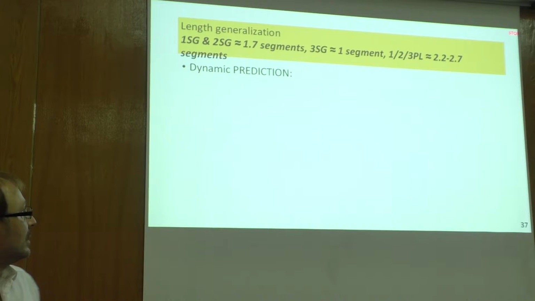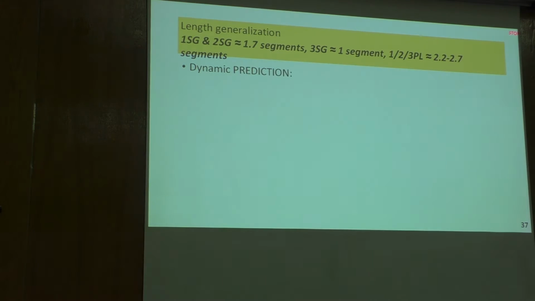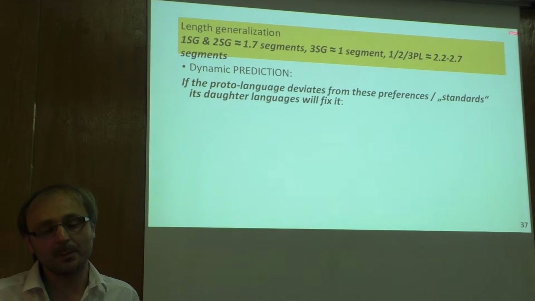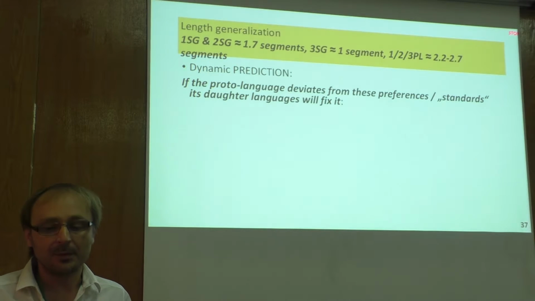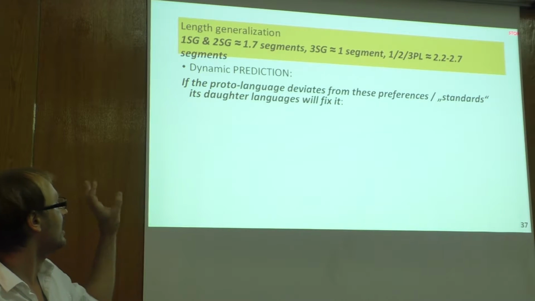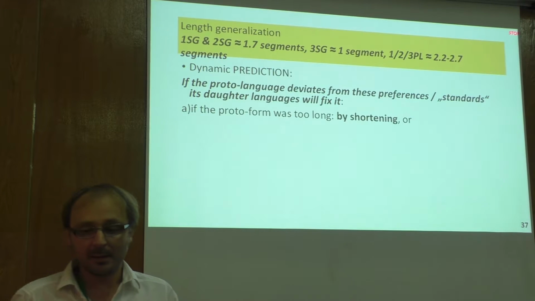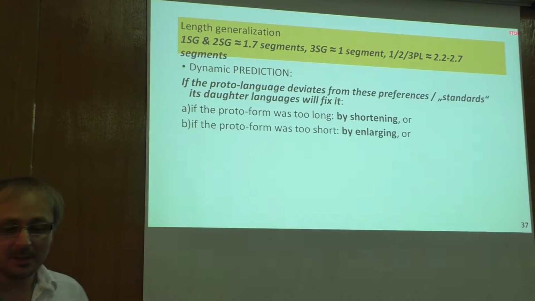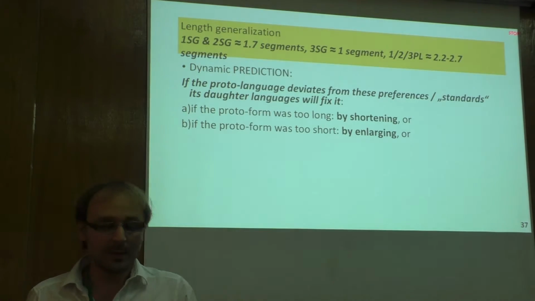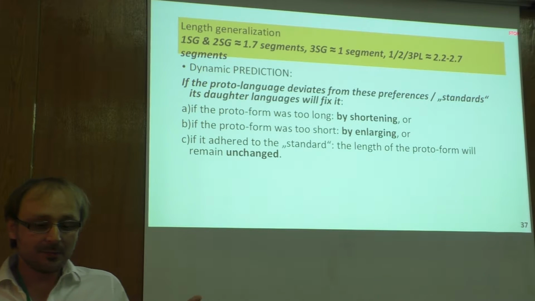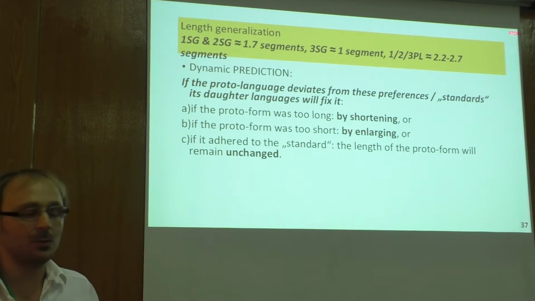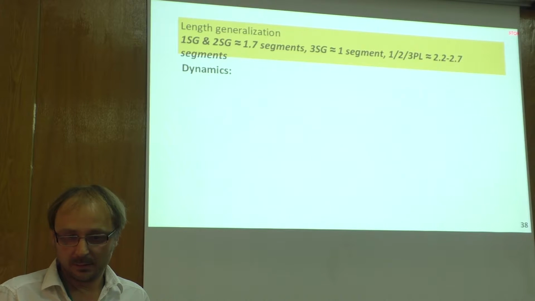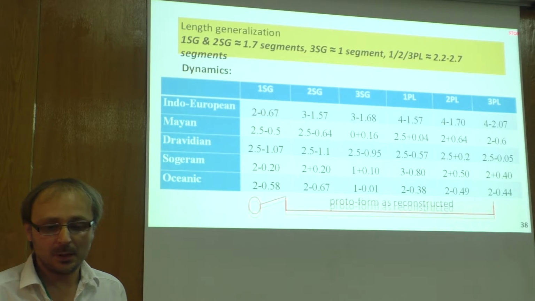If we take this generalization, what kind of predictions can we make? If the proto language deviates from these preferences, from this standard, this ideal length, then if the protoform was too long, it has to be shortened, so it's actually very trivial. If the protoform was too short, then it has to be enlarged. And if it's perfectly fitting, then nothing should change. Okay, so let's see how it works.